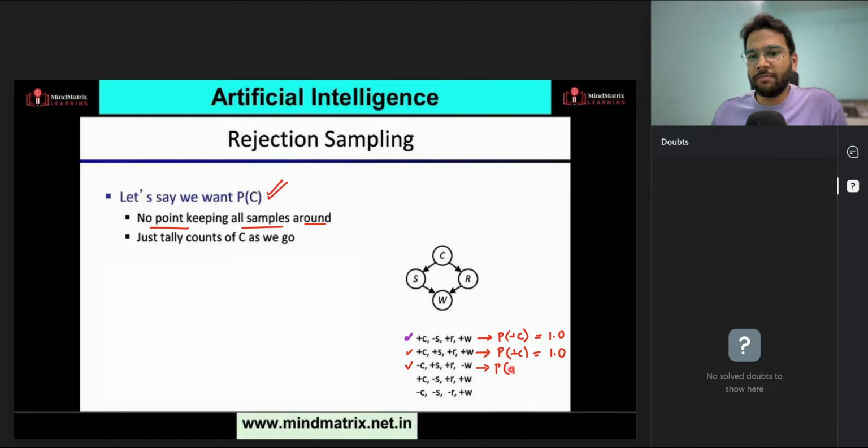Let's say the next sample comes. What is the probability of plus C now? Plus C, plus C. So now the probability of plus C will be 2 by 3. Is this clear? Are you getting it or not?